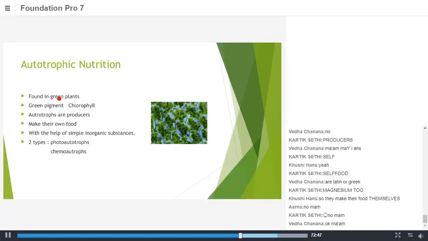So autotrophic nutrition is found in green plants. Obviously, green plants will have chlorophyll. Autotrophs are producers obviously because they make their own food, and they make their own food with simple inorganic substances which we have discussed. That is sunlight, carbon dioxide, nutrients, water. And there are two types. One is photoautotroph, one is chemoautotroph.